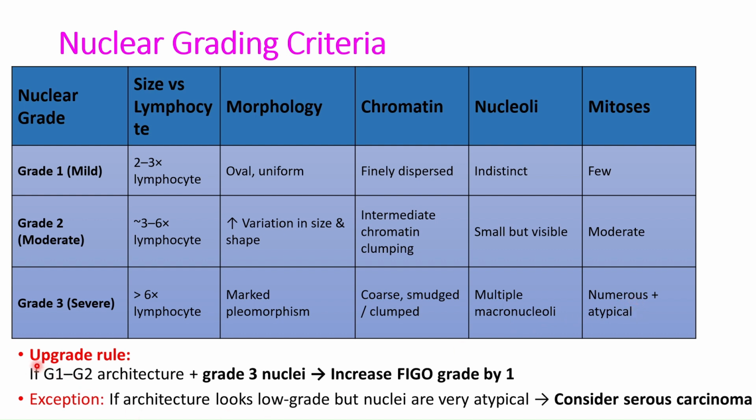So there is a rule, the upgrade rule. If G1, G2 architecture is present and grade 3 nuclei is present, then increase FIGO grade by 1. And an exception: if architecture looks low grade, but nuclei are very atypical, then it is considered as a serous carcinoma, not well differentiated endometrial carcinoma.